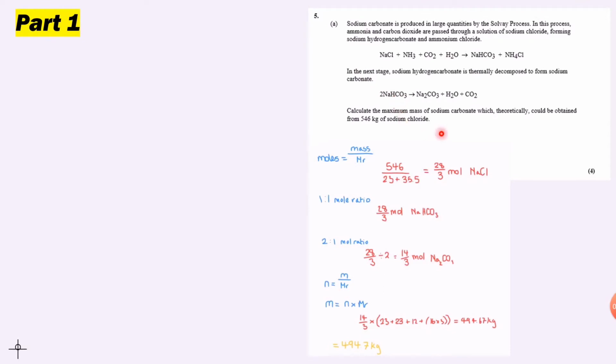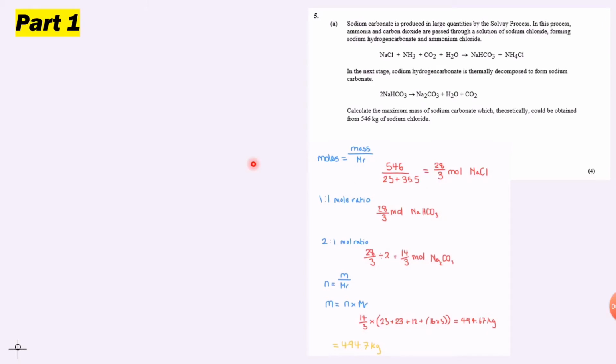And then the question is, calculate the maximum mass of sodium carbonate which theoretically could be obtained from 546 kilograms of sodium chloride. So how much of this product can we theoretically make when we're given this quantity? It's theoretically because in practice you can lose product via side reactions, or when you transfer your reactions, you can lose product on the reaction vessel. So it's theoretically how much can be obtained.